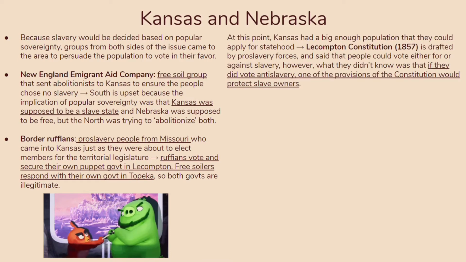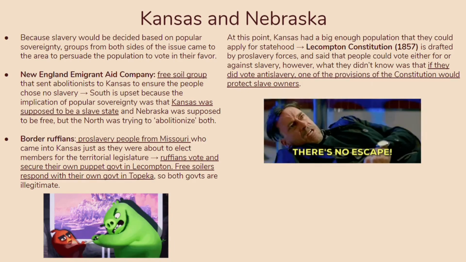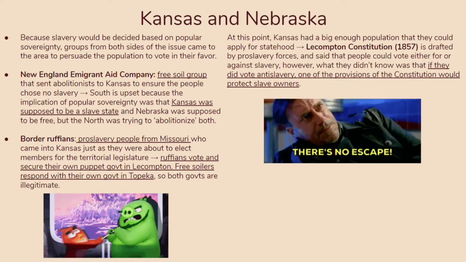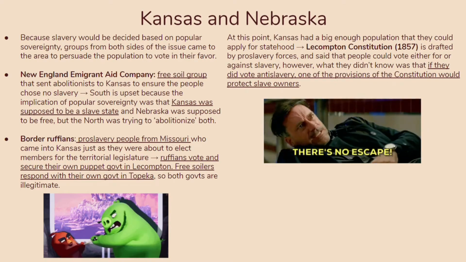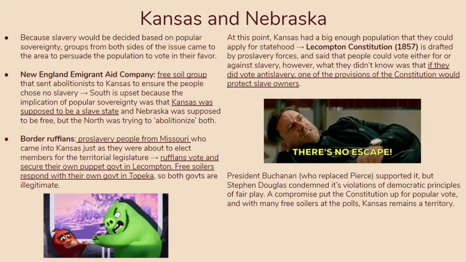And keep in mind that at this point, Kansas had a big enough population that they could apply for statehood. And this leads to the creation of the Lecompton Constitution in 1857, which is drafted by pro-slavery forces and said that people could either vote for or against slavery. However, what they didn't tell them was that if they did vote anti-slavery, one of the provisions of this constitution would protect slave owners. So essentially, this tenet was sort of more for show than anything else, to give the illusion of choice, so to speak. So regardless of what abolitionists tried to do, the Constitution would protect slave owners. And so consequently, this was a very controversial constitution.